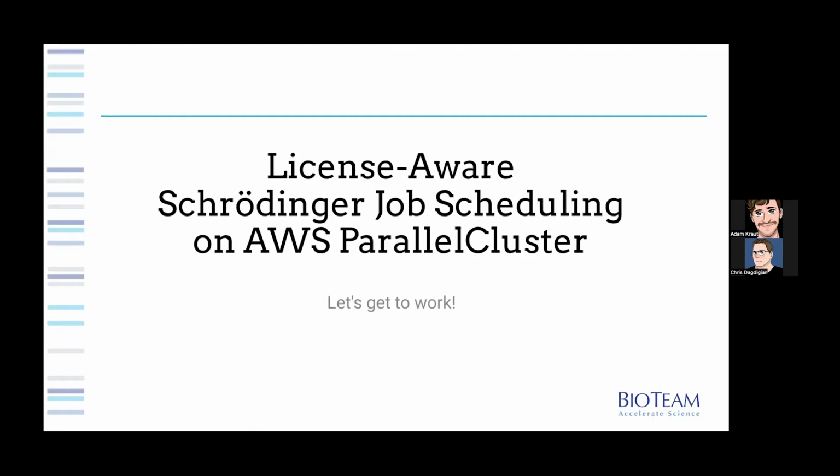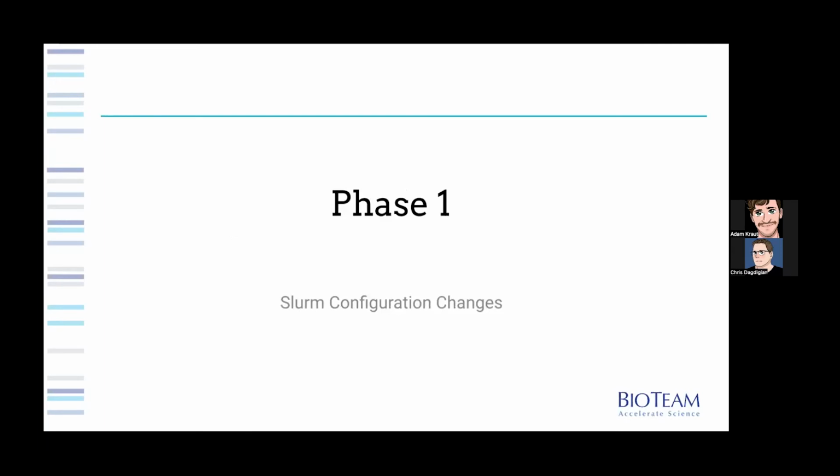This phase is going to be starting to talk about the ParallelCluster changes we need to make. And then the final phase will zero in on the minor Schrödinger configuration changes that you make to stitch it all together and end up in a nice happy place. So phase 1, Slurm configuration changes.